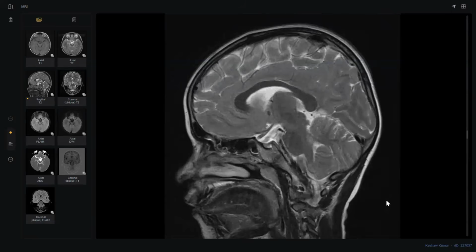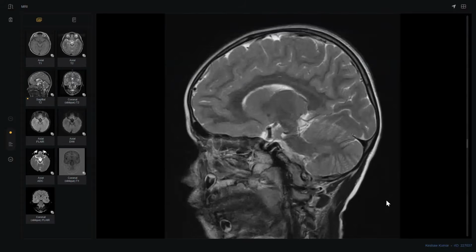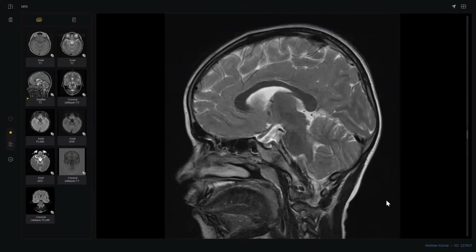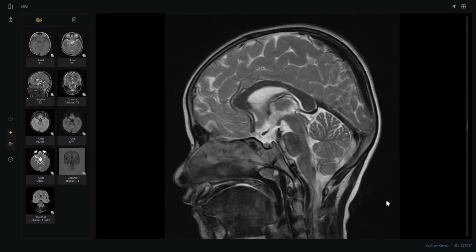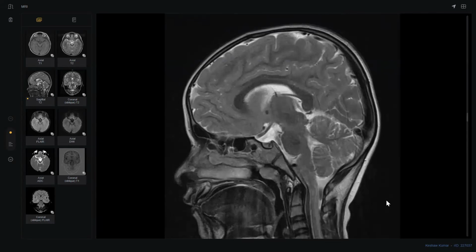So the brainstem parenchyma appears normal. The pituitary gland appears normal, lying within the sella. There is no expansion of the sella. However, there are suprasellar hyperintense signals which appear to displace the optic chiasma superiorly.